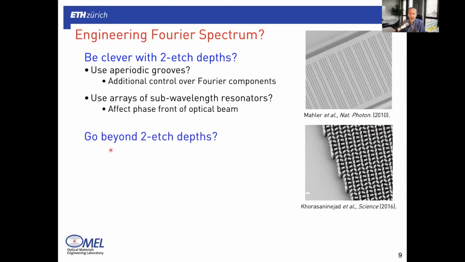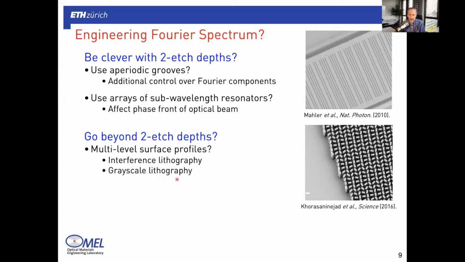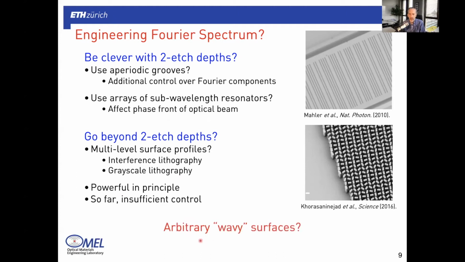Now, a second approach is to go beyond 2 etch depths, and there are different ways to do this to make multi-level surface profiles. So people have used interference lithography, where you interfere multiple optical beams in a photosensitive polymer or resist. Or there's a whole bunch of different techniques that come under the umbrella of grayscale lithography, where you try to come up with some patterning technique that doesn't just give you 2 etch depths, but multiple etch depths. Now, these approaches are powerful in principle, but so far they've really given insufficient control to allow you to make what we're targeting, which is kind of arbitrary wavy surfaces.